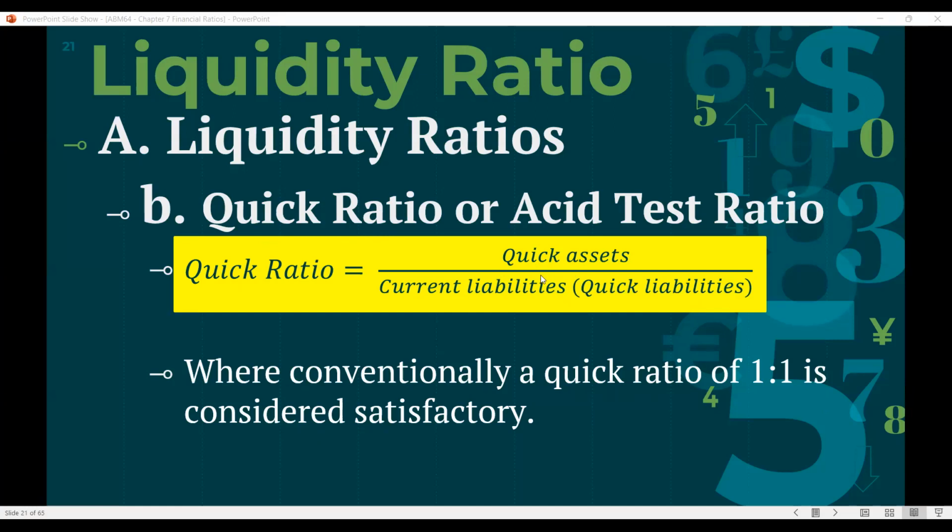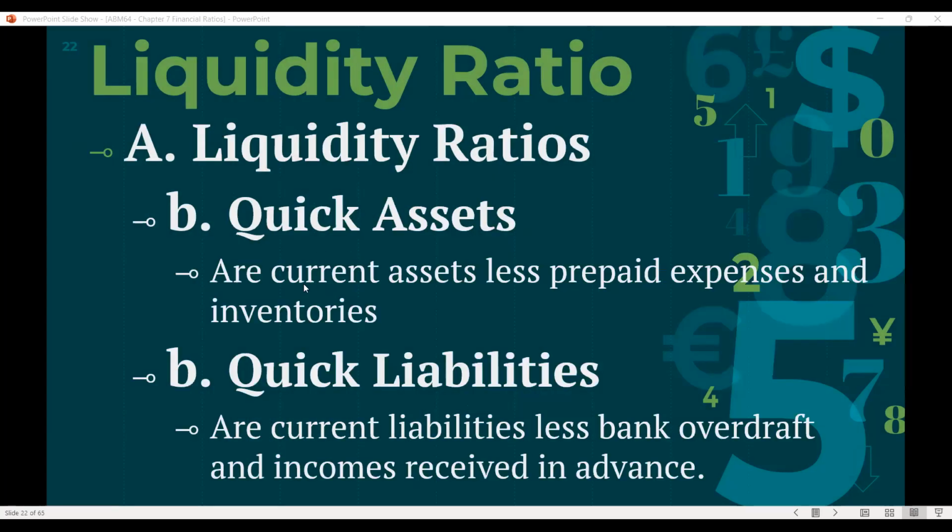So what really are quick assets and quick liabilities? How can we identify them? Again, if possible, your quick assets and liabilities should balance. So you should have cash that is ready to pay for your quick liabilities. Quick assets are current assets less prepaid expenses and inventories. So that's how we can get the quick assets.